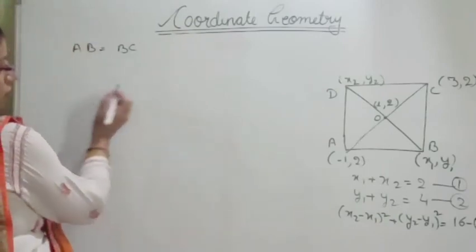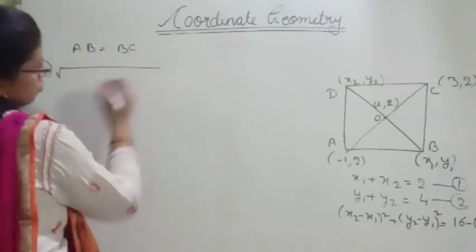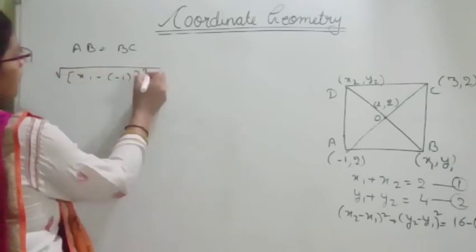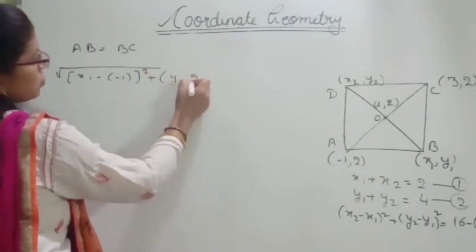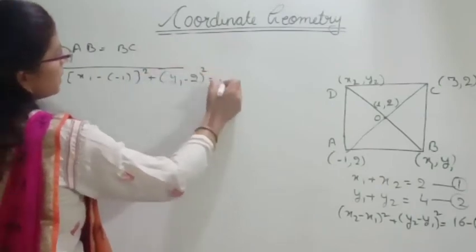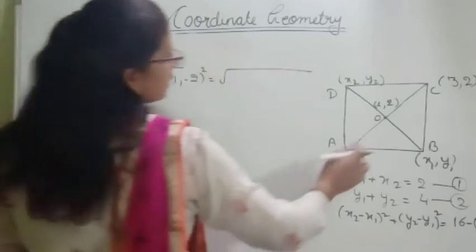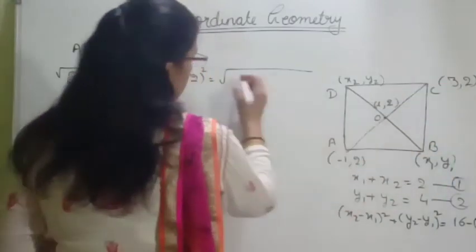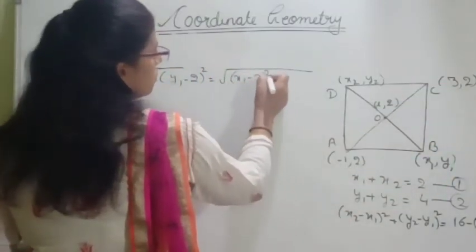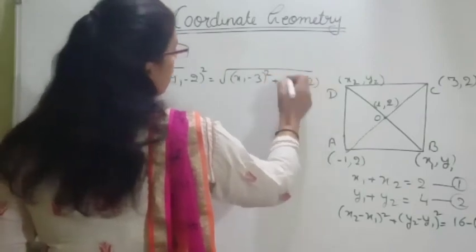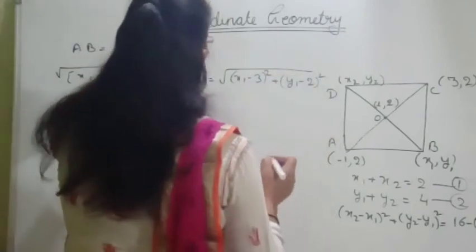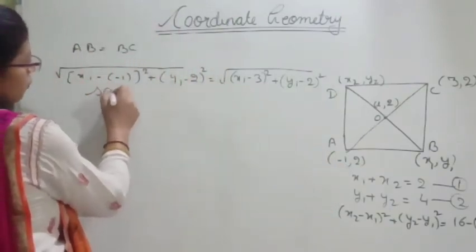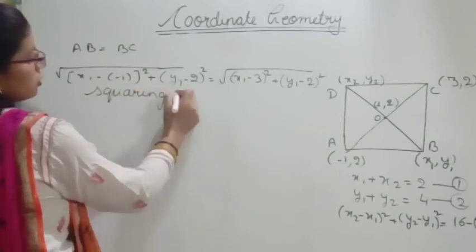What is AB by the distance formula? Square root of (x1 minus of minus 1) whole square plus (y1 minus 2) whole square, should be equal to BC. Now let us find BC. BC is 3 minus x1, or x1 minus 3, anything you can write: (x1 minus 3) whole square plus (y1 minus 2) whole square. So what will you get from here? Squaring both sides, again the square root will cancel out.